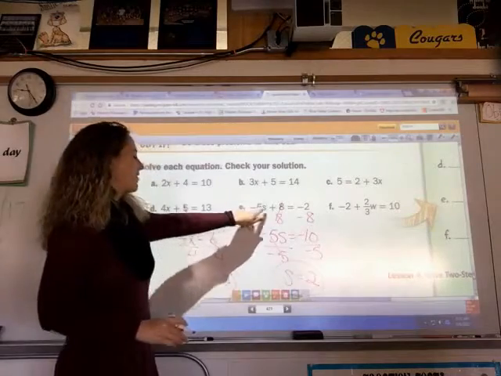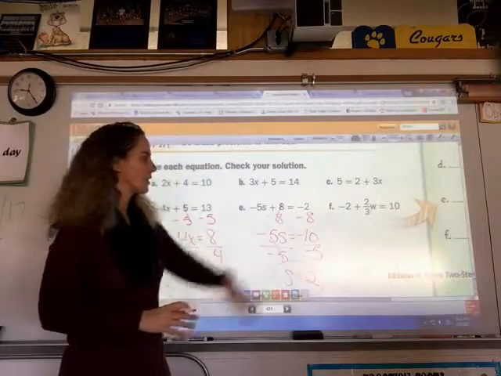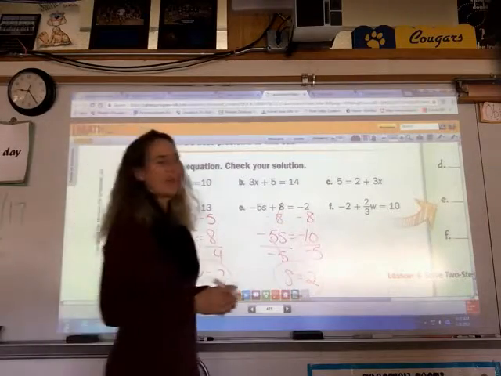Let's check it. Negative 5 times 2 would be negative 10. Negative 10 plus 8 would be negative 2. So that does work. Last but not least, let's take a look at letter F.